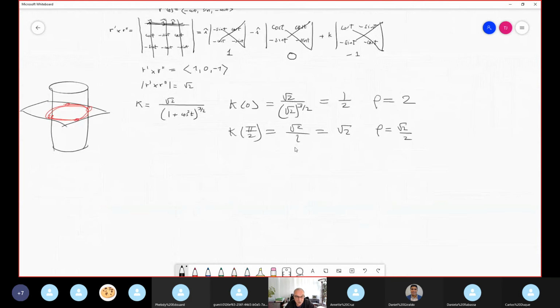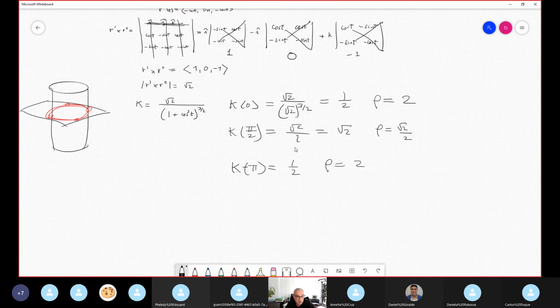Okay, and to evaluate the curvature in pi, cosine is the same because cosine pi is -1, but -1 squared is positive 1. So it's exactly the same as 0. The answer is curvature is 1/2 and radius of curvature is 2.